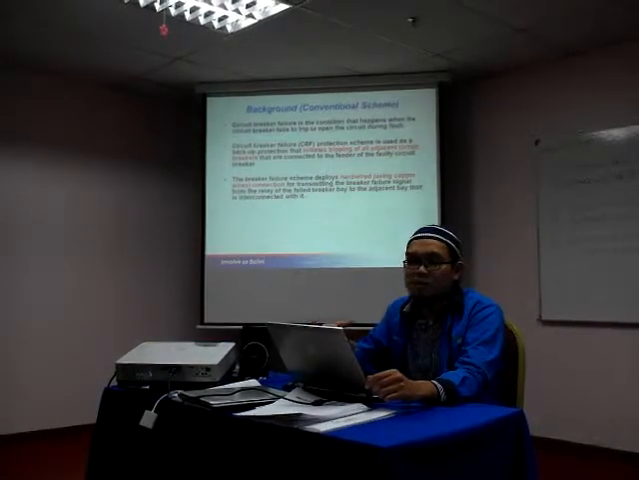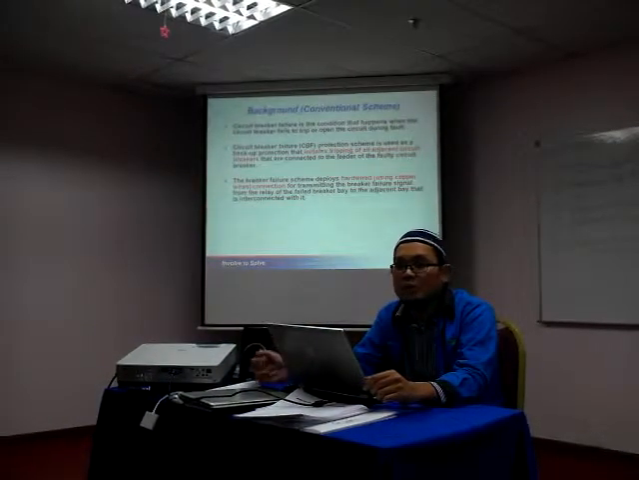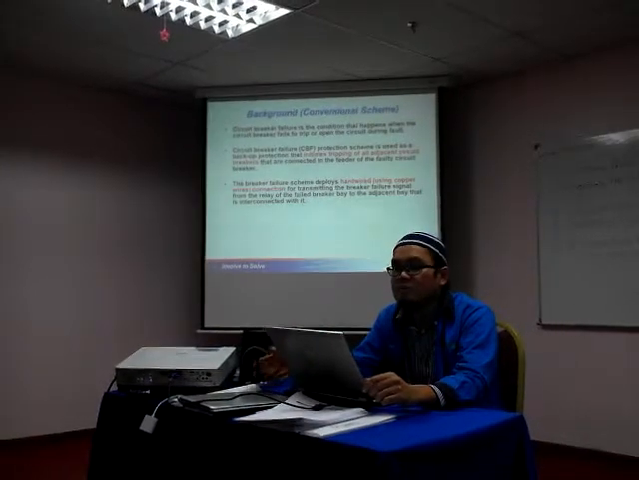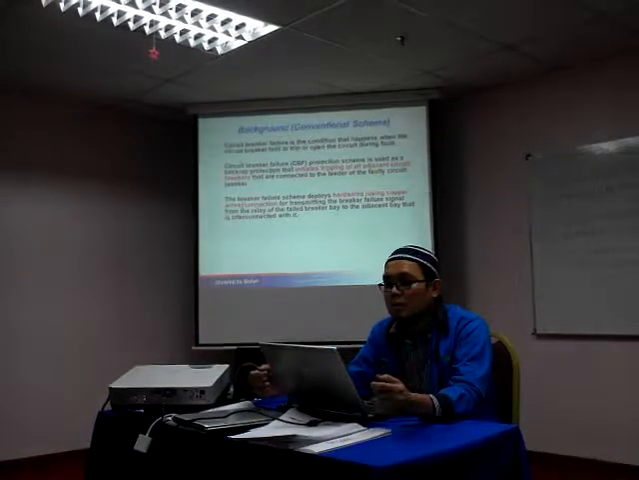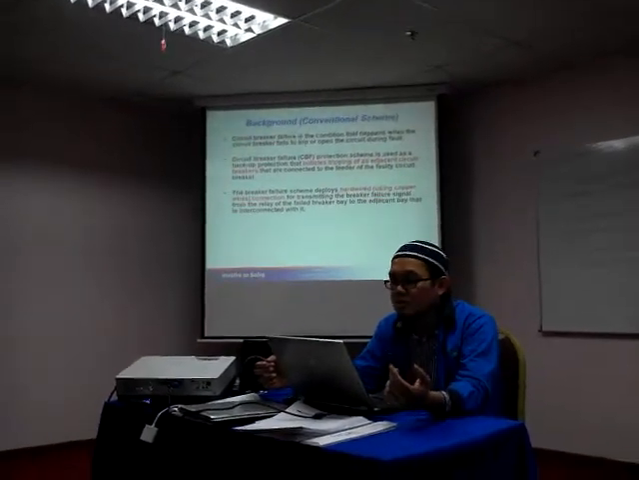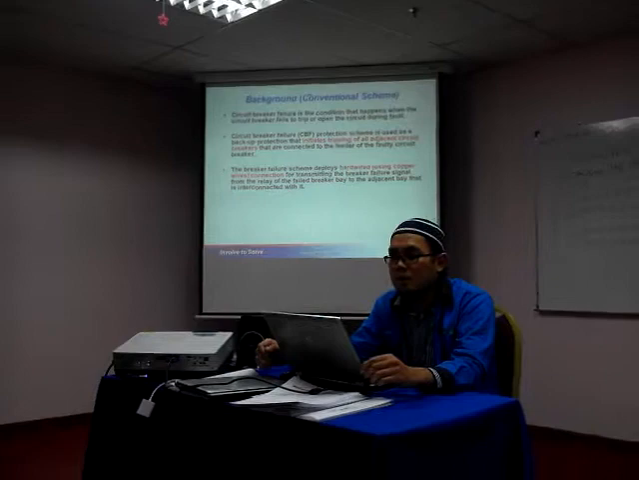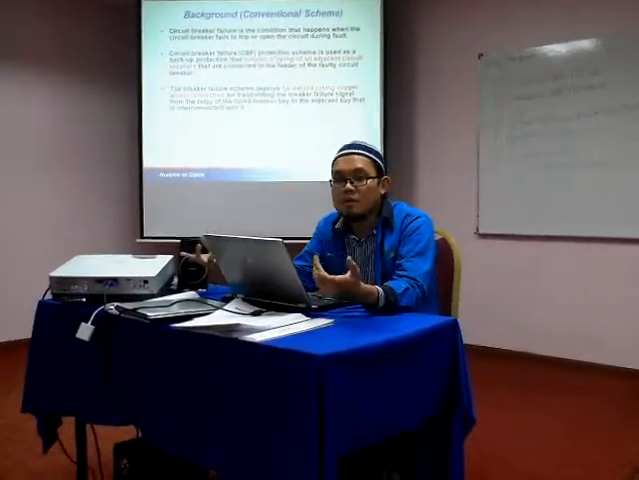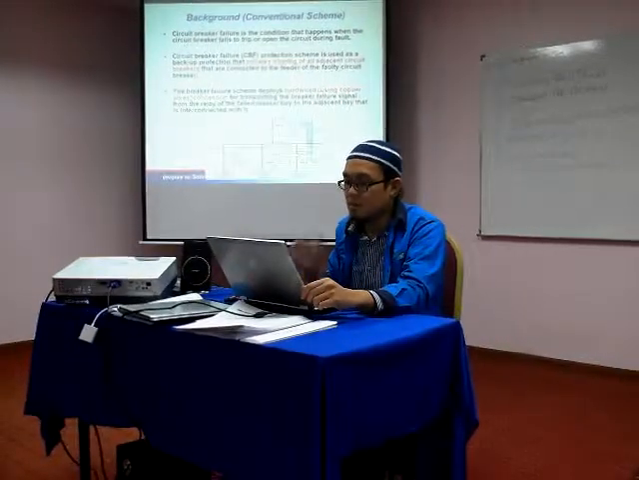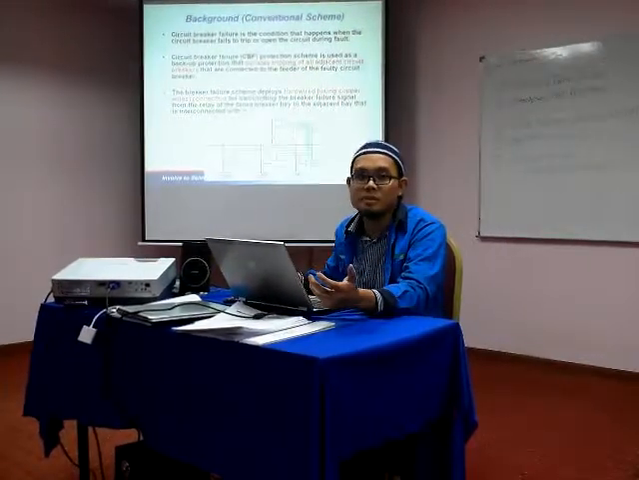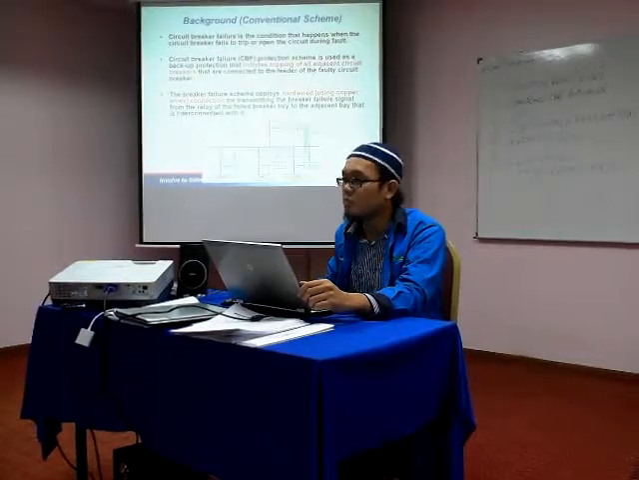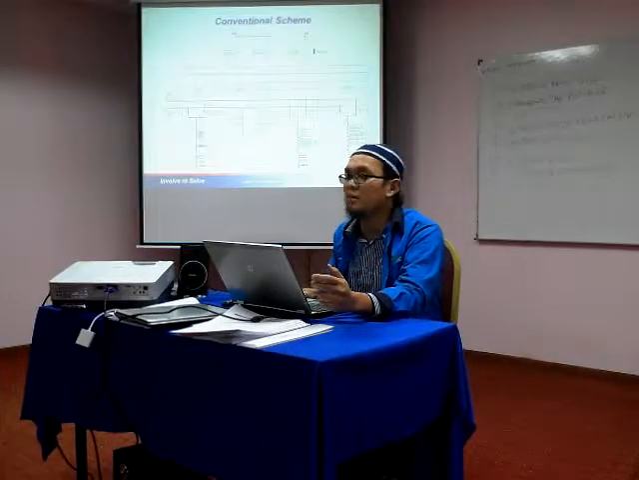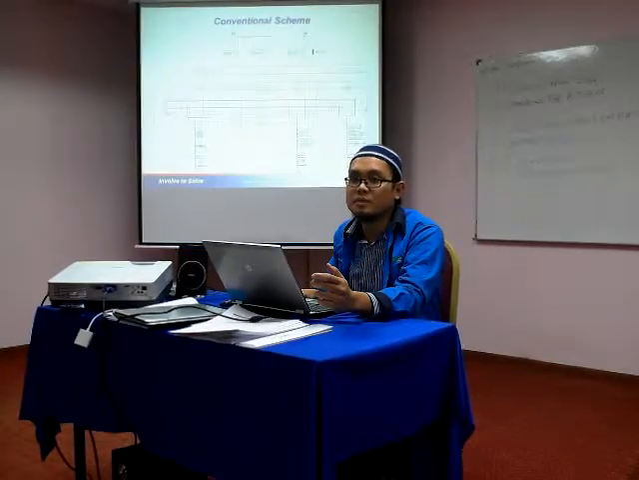The breaker failure scheme in the conventional way deploys hard wire, and that means using copper wire connection for transmitting the breaker failure signal from the relay of the failed breaker bay to the adjacent bay that is interconnected with it. Okay, these are some figures of the conventional scheme architecture. This is one typical signal diagram of the substation.